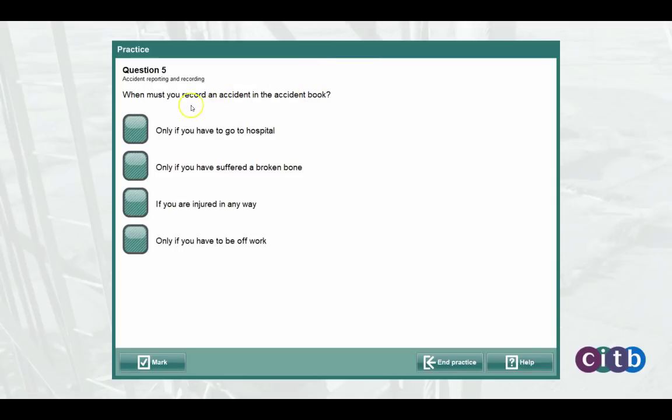When must you record an accident in the accident book? Only if you have to go to hospital. Only if you have suffered a broken bone. If you are injured in any way. Only if you have to be off work.